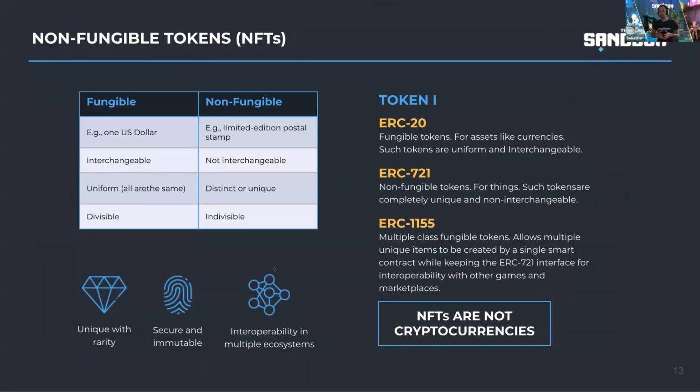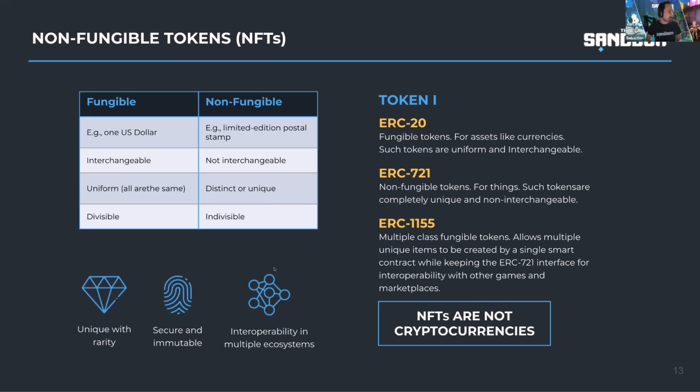Non-fungible tokens, what are their characteristics essentially? It's very simple. Bitcoin, Ethereum, they are fungible. One Bitcoin and another Bitcoin, they are essentially the same. They have the same value. They can be exchanged at the same value.